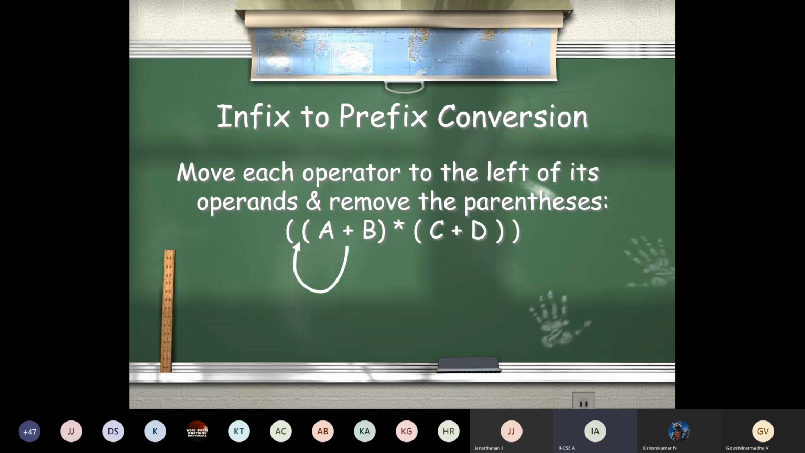Prefix means the operator should come well ahead, before your operand. So if it is 2 plus 3, I have to write it as plus 2 3. Your operator must come first, and only then your operand, your value. Plus 2 3 or star 2 3, like that your operator should come before your operand. That is your prefix notation. Okay, I am going to give you one problem here.